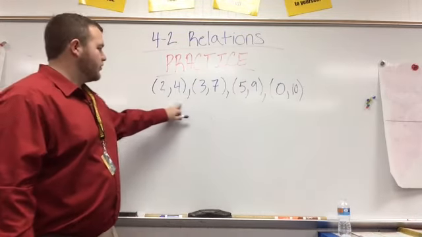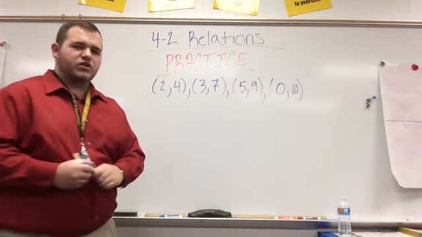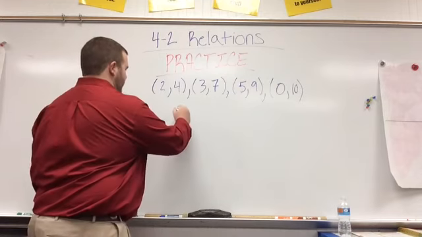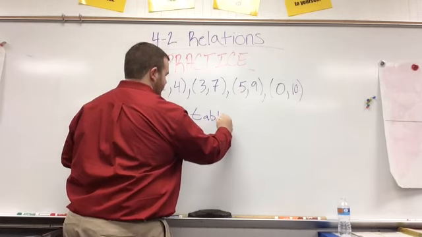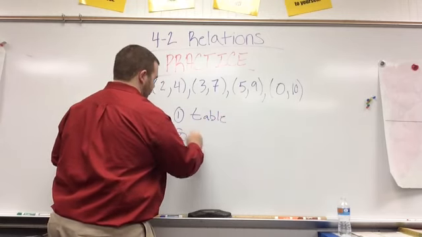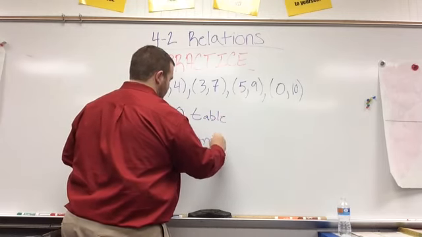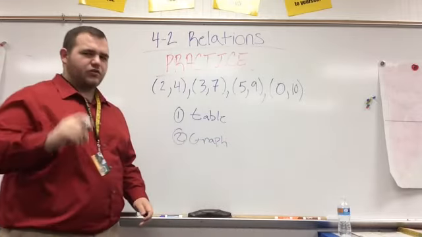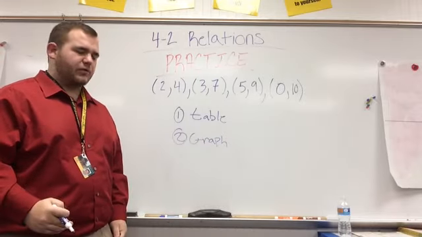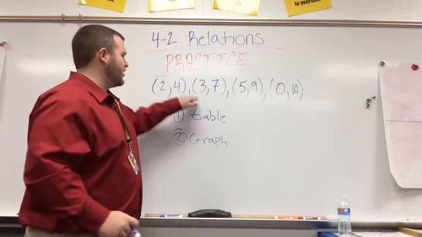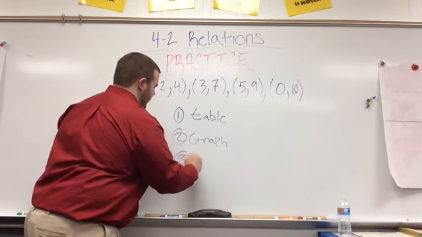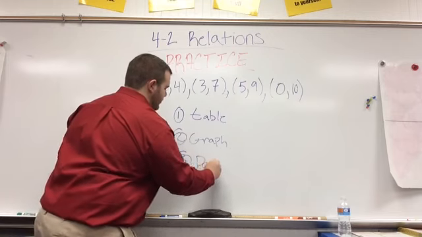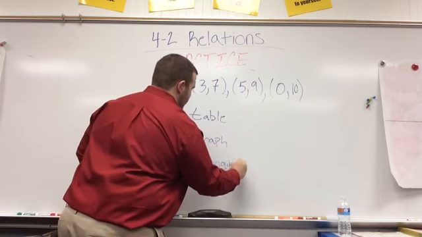You have 4 ordered pairs, and what I want you to do, there's 3 parts. I want you to make a table, a graph, and the graph doesn't have to be perfect, just try and do a little rough sketch of it. I know you don't have graph paper, so just try and give a rough sketch of this set of ordered pairs. And then the last part, find the domain and range.